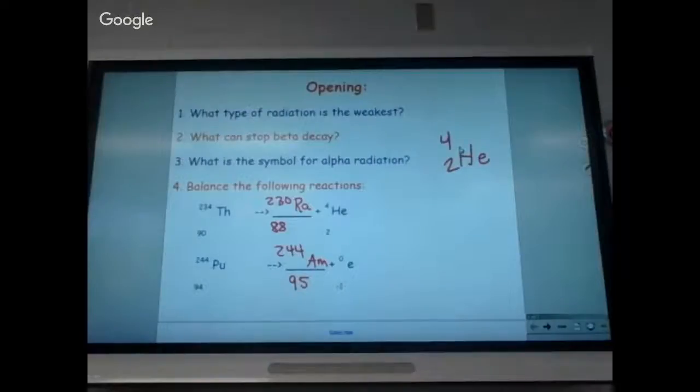Okay, if I was to ask what type of nuclear decay we have in the first one, what type would you tell me? Alpha. All right, how do we know it's alpha? That's helium. And what type of decay do we have in the bottom? Because you have a beta. Everybody okay with that?